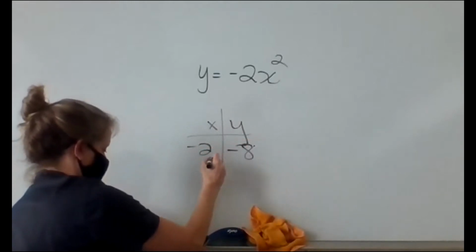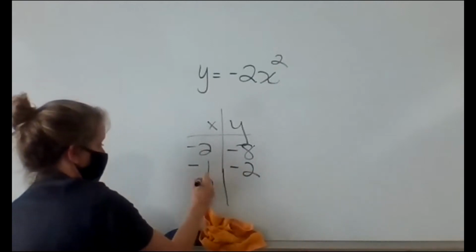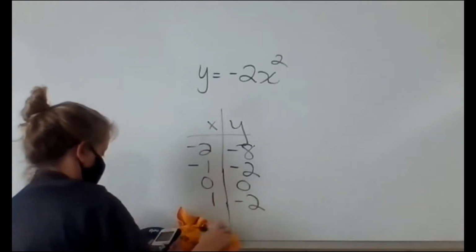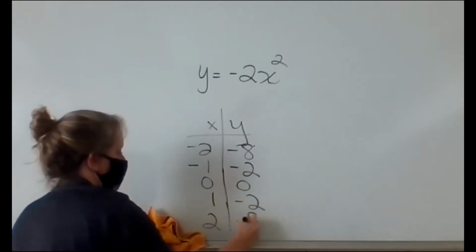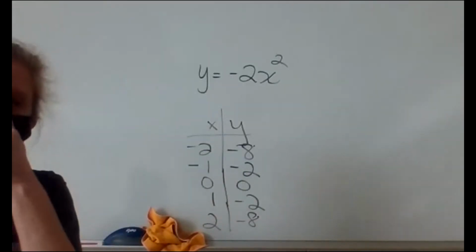I could choose negative 1, negative 2. I could choose 0, 0. I could choose 1, negative 2. Okay, I'm just going down to this 2, negative 8. Okay, I could choose any of those I want.